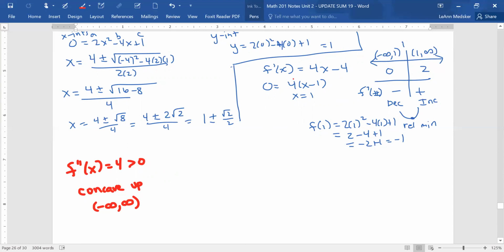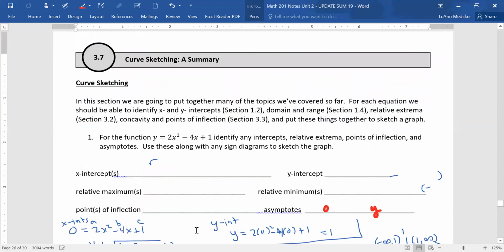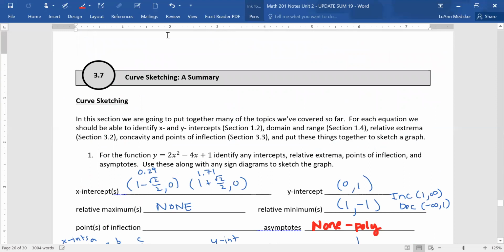So let's write that. That means there's no point of inflection because there was no x in f double prime. Okay, so let's go up and fill out our chart. Points of inflection: none, but concave up on the whole number line.